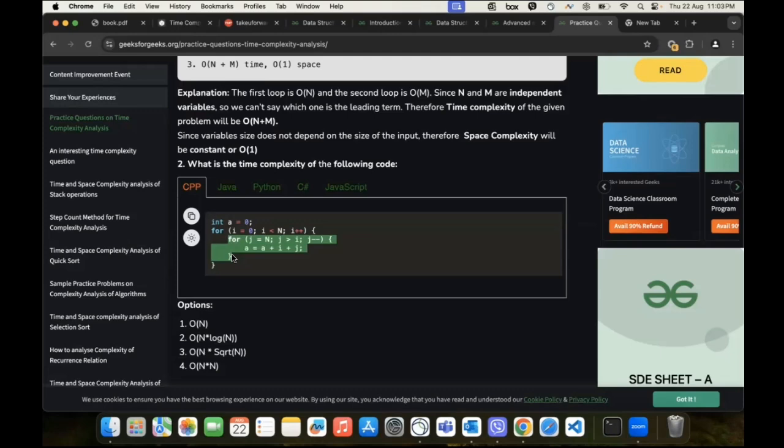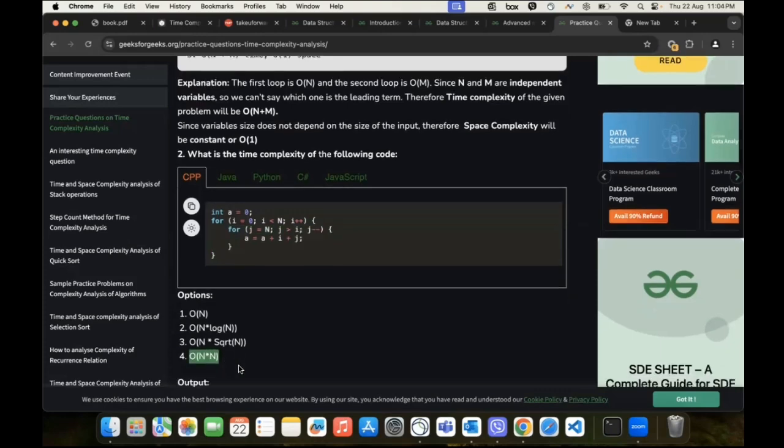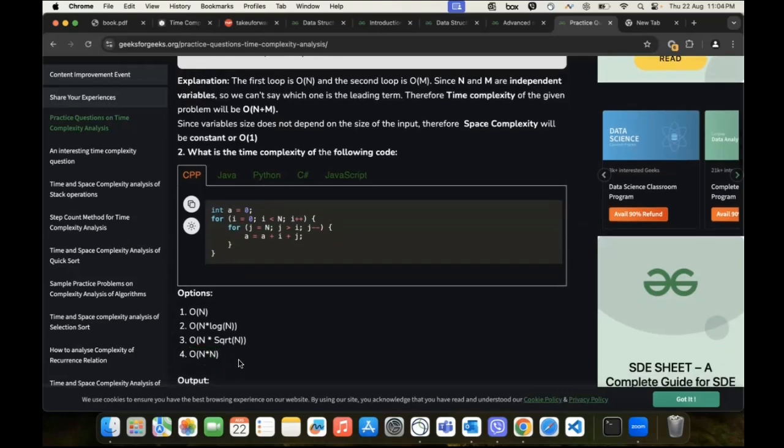n into n plus 1 by 2. Yeah, correct. So n into n plus 1 by 2. If we write in order of n into n plus 1 by 2, we can ignore plus 1. Then n into n by 2, n square by 2. Then n square, we can ignore the 2 also. If it is a constant number, not dependent on input, we can ignore.